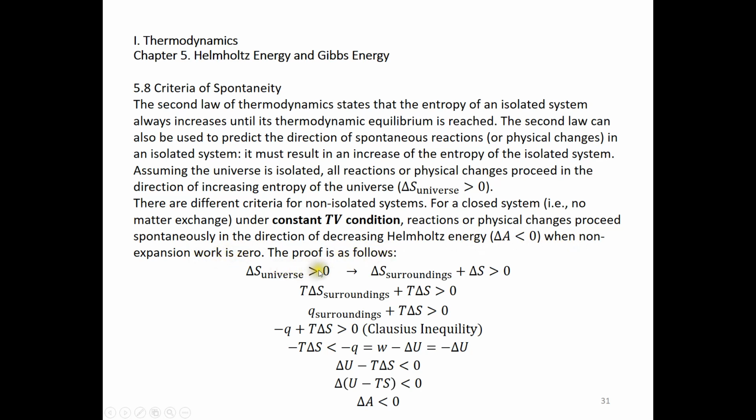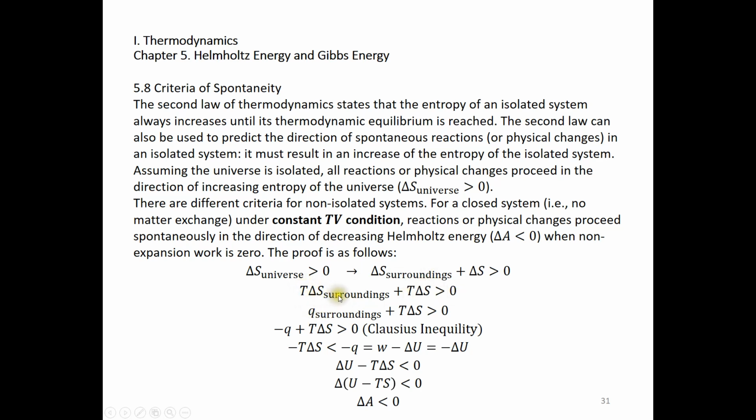We start from the second law of thermodynamics. The entropy change of the universe must be greater than zero for a spontaneous process. Therefore, delta S surroundings plus delta S is greater than zero. This is the entropy change of the surroundings, and this is the entropy change of the system. Now we multiply both sides by T. We can do that because T cannot be negative. So T times delta S surroundings plus T delta S is greater than zero.